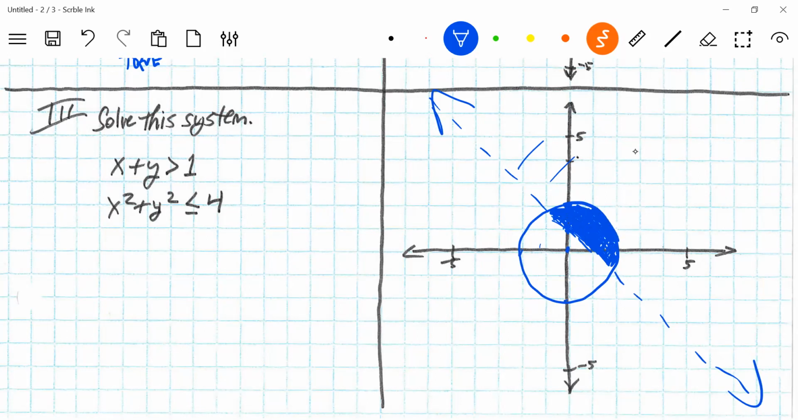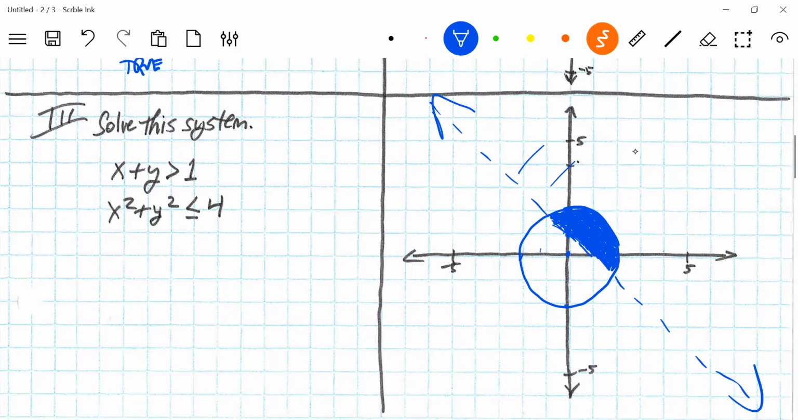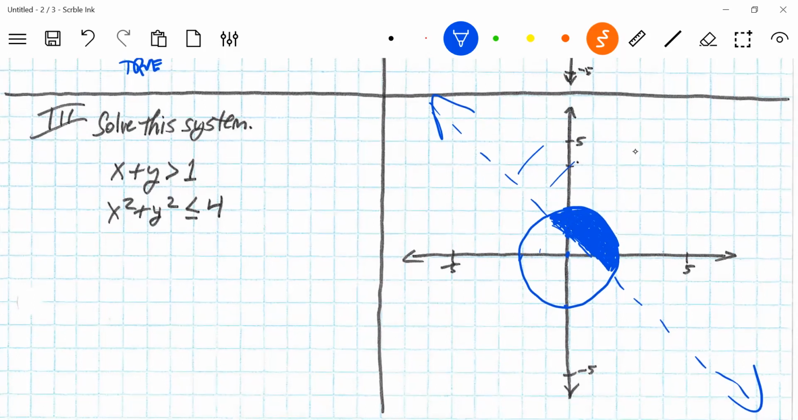I think I can get almost all of it. Okay. So a system is where you're going to graph the two of them and find the region where both are shaded at the same time. So this area is where all the solutions are.